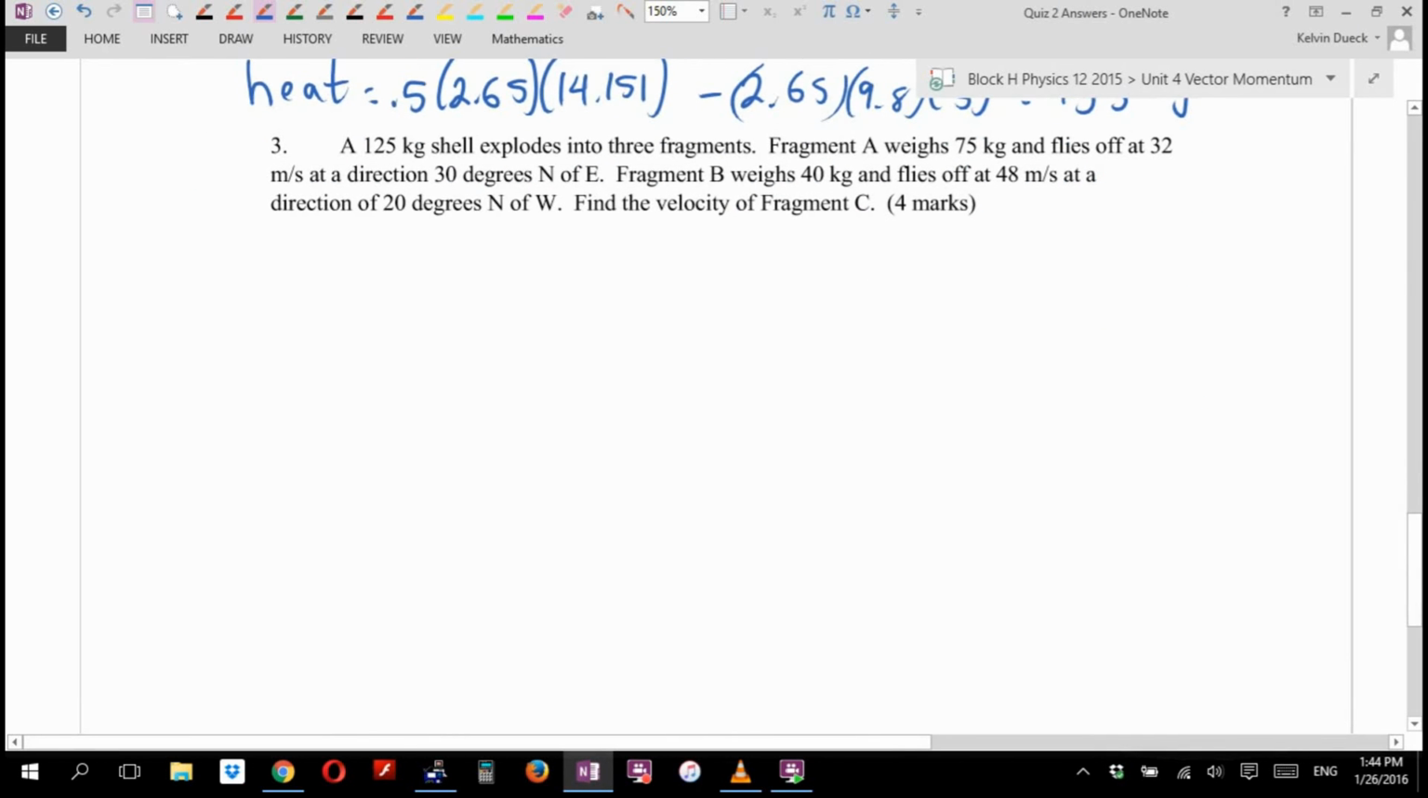Holy smokes, Mr. Dewick, number 3. A 125 kilogram shell explodes, boom, into 3 fragments. Fragment... I see angles.